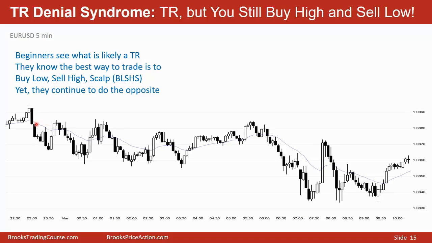When you see a big breakout like this, look to the left. What do you see? A trading range. Chances are this is a bull leg in a trading range and not the start of another bull trend.